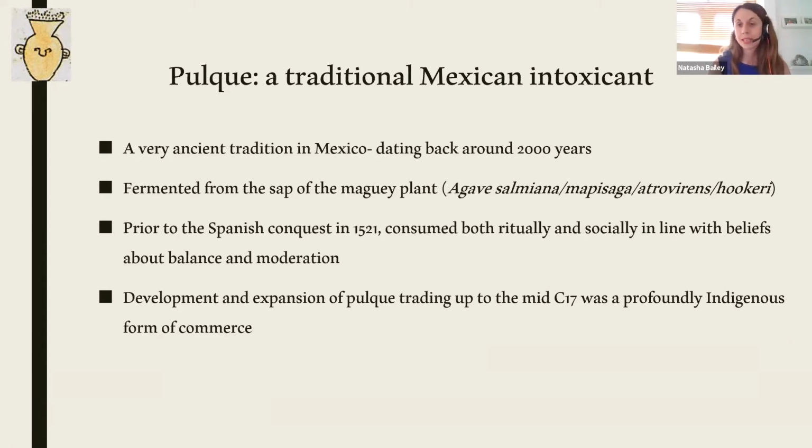In this presentation, I'm mainly going to be talking about pulque trading among Nahua peoples, so indigenous peoples of central Mexico who speak the Nahuatl language. But these are far from the only cultures to make pulque. There is a huge tradition in Oaxaca amongst Mixtec and Zapotec people, and the Otomi in northern central Mexico are also known for their pulque making.